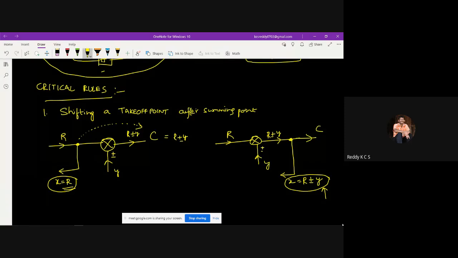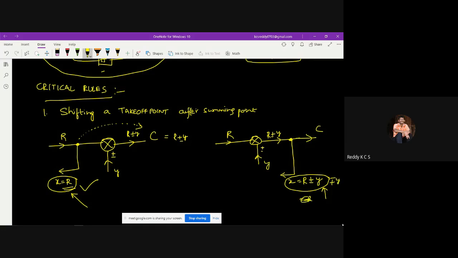And the feedback signal should not affect this. Whatever the takeoff signal value was before shifting, the same takeoff signal has to be there now. So in order to nullify this plus or minus Y value, if it is plus Y, then I have to have minus Y, so that plus Y and minus Y cancel out. If there is minus Y, then I keep plus Y, so that they cancel out and this becomes R.